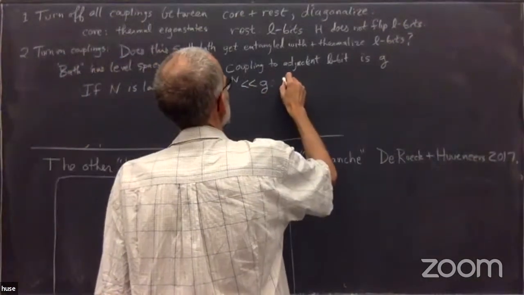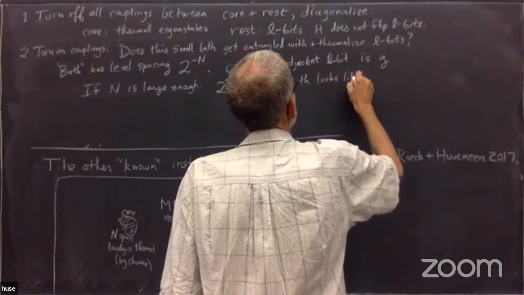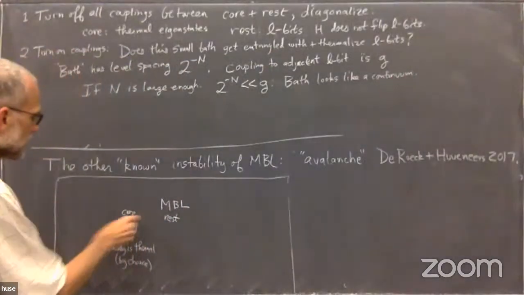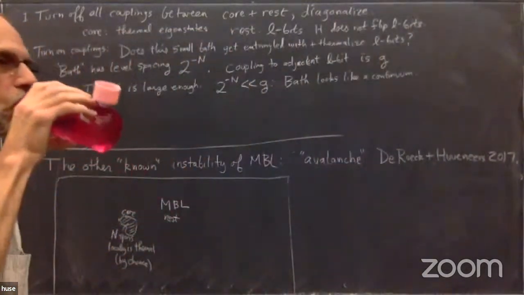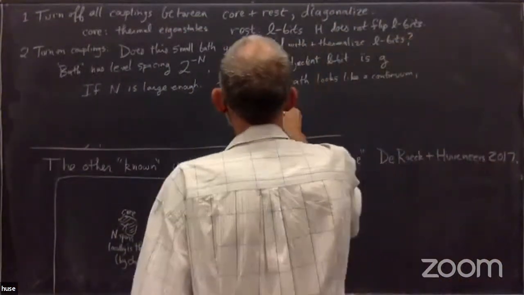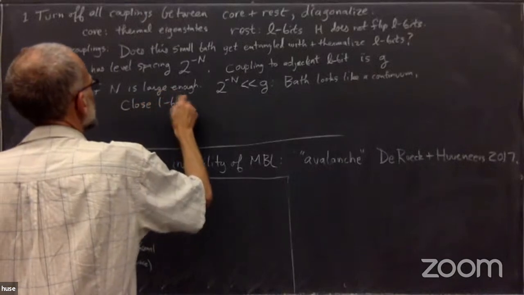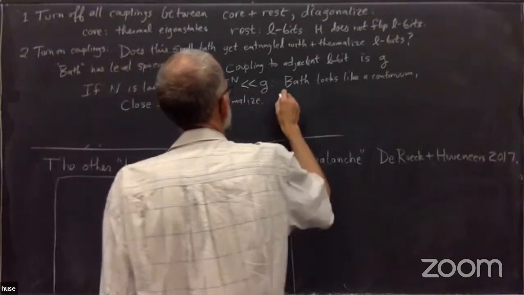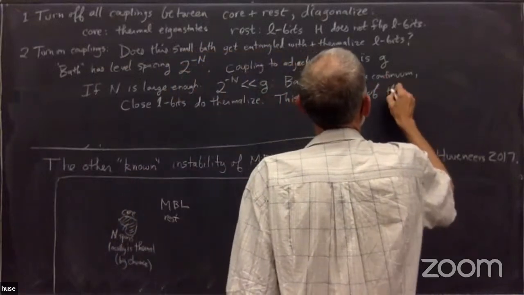And then the bath looks like a continuum to the spin, the L bit that's right next to it, and it will have processes which get it entangled and it'll thermalize. So the point is the close L bits do thermalize. And this is the start of the avalanche.